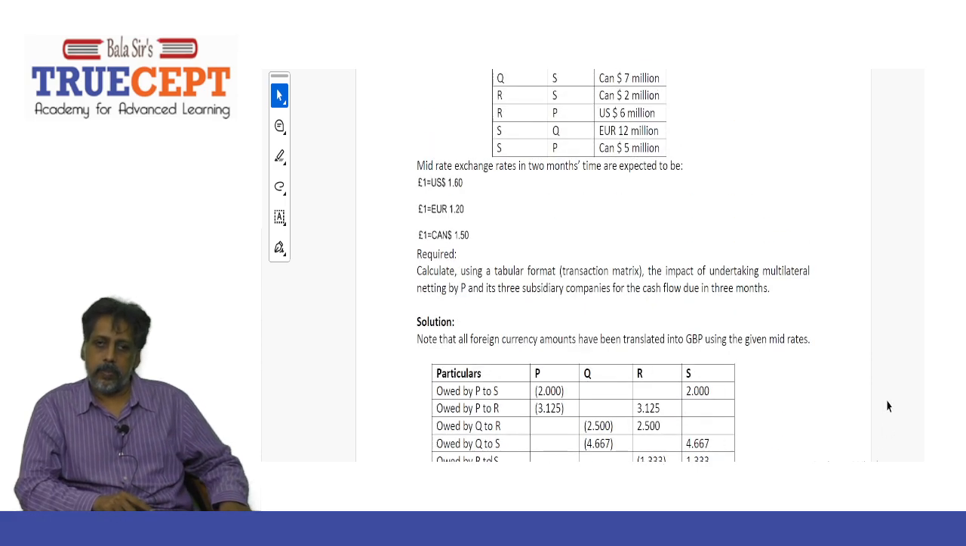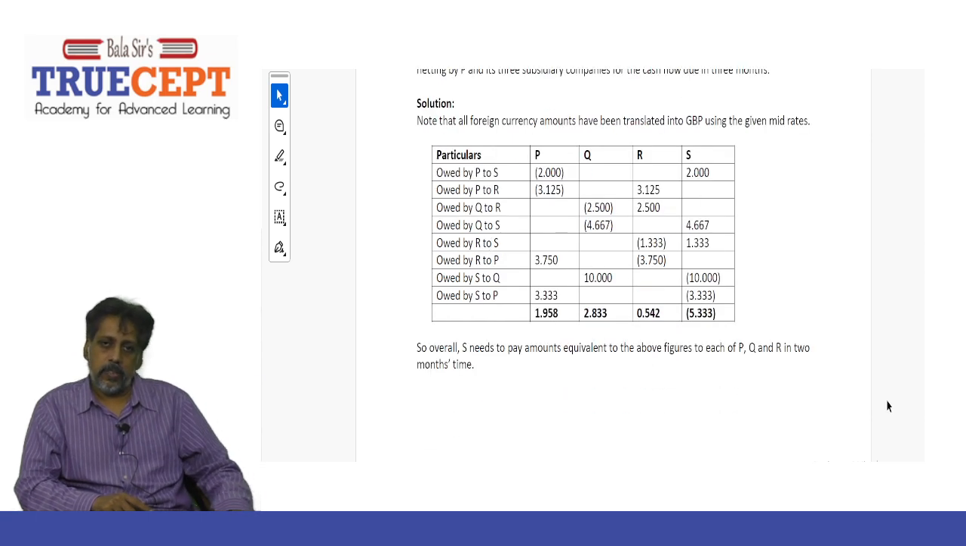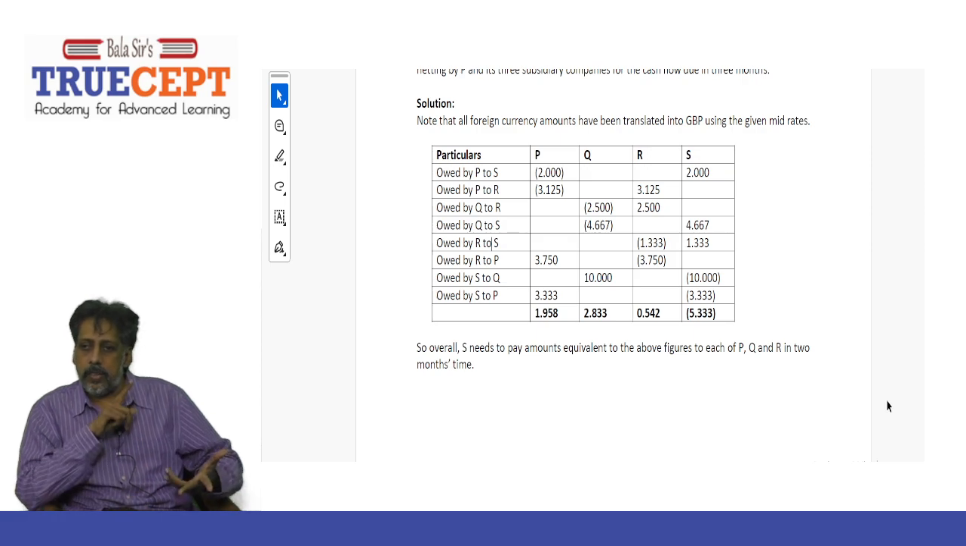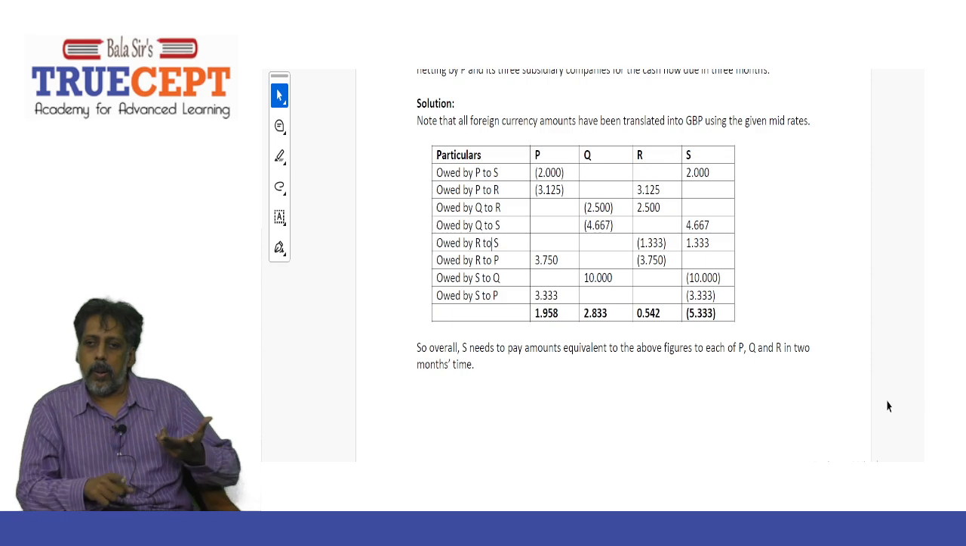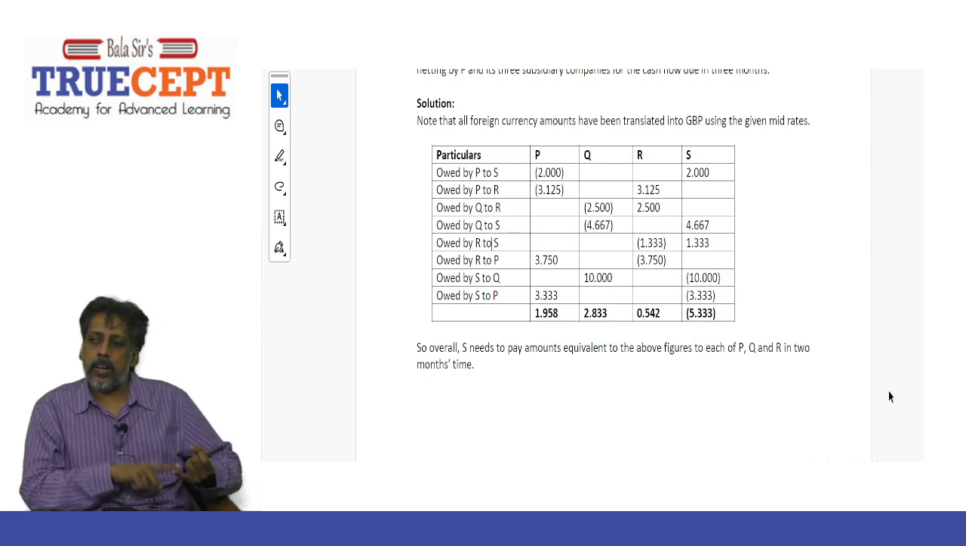Next, R to P. It's all in millions, okay? Yes, sir. All these are US dollar 6 million. It is 6 by 1.6. How much do you get? 3.75, positive for P, receivable. For R it is negative 3.75.